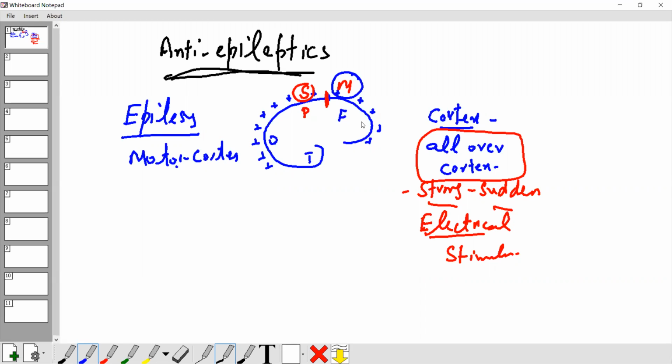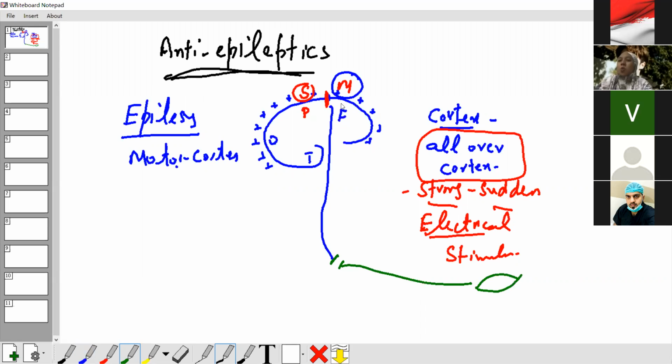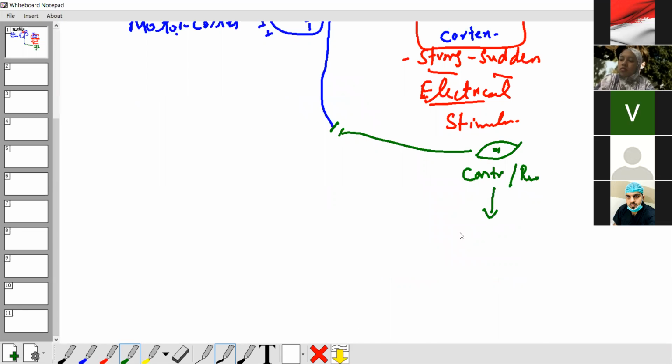So if you stimulate the motor cortex, if you remember our pyramidal tract system, the corticospinal tract goes directly to the muscles. So with strong stimulation of the motor cortex, there is continuous excitation of muscle. The muscle continuously contracts, relaxes, contracts, relaxes, like this, okay? This continuous cycle leads to your seizure. It's also known as tremors, also known as convulsions.